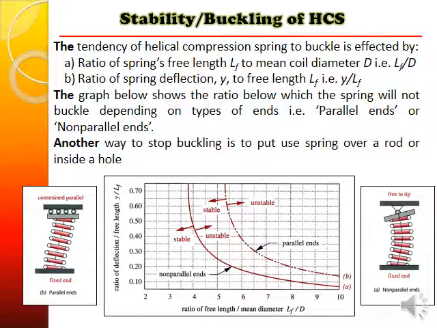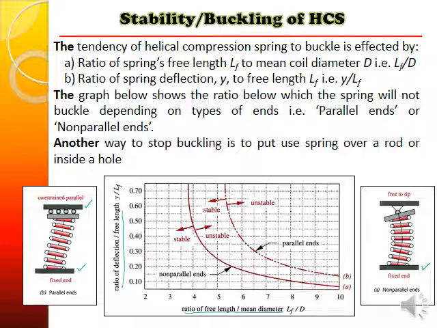The other thing you can see from here is a very nice graph. This is not available in your book, and I have taken it from some other source. Over here, this is the ratio of free length to the mean diameter, and this is the ratio of deflection to the free length, and you plot it over here. The graph is plotted for two kinds. One is where both ends are parallel.